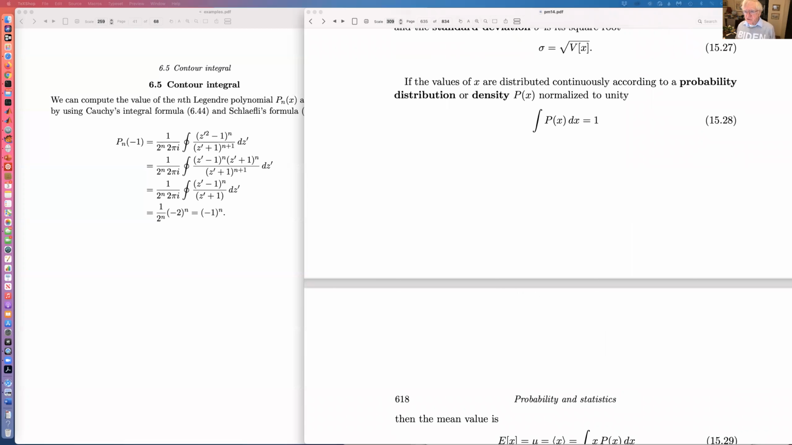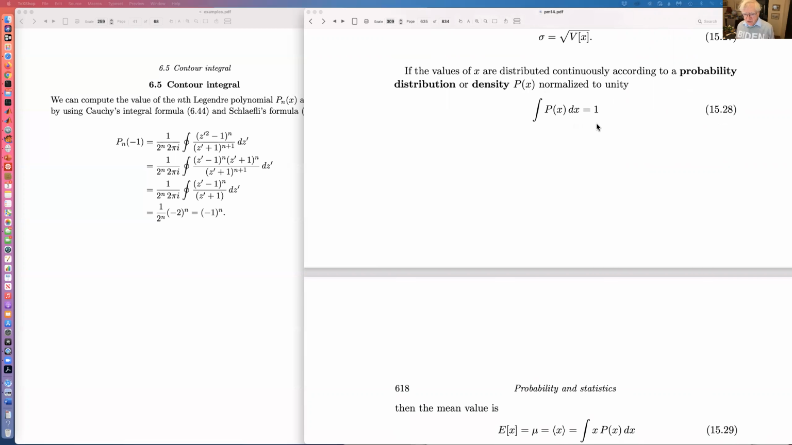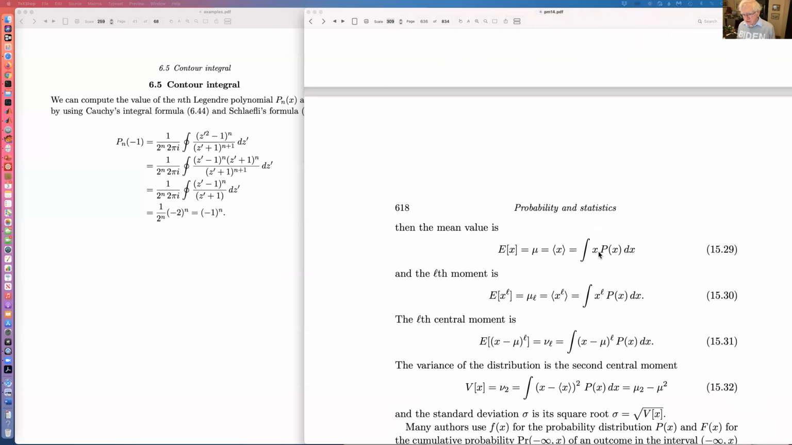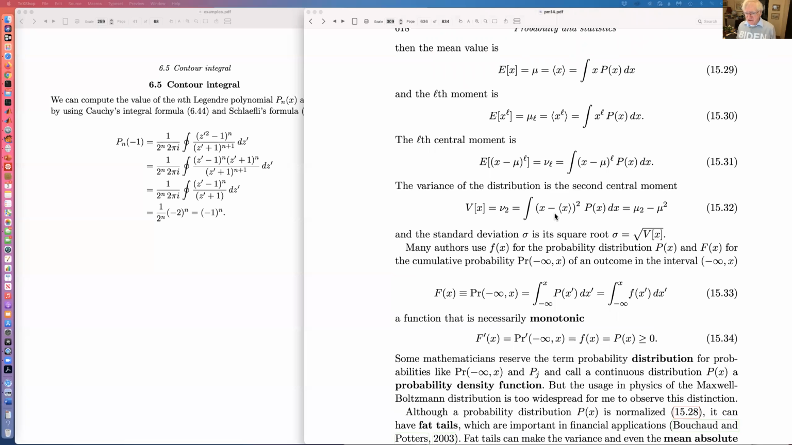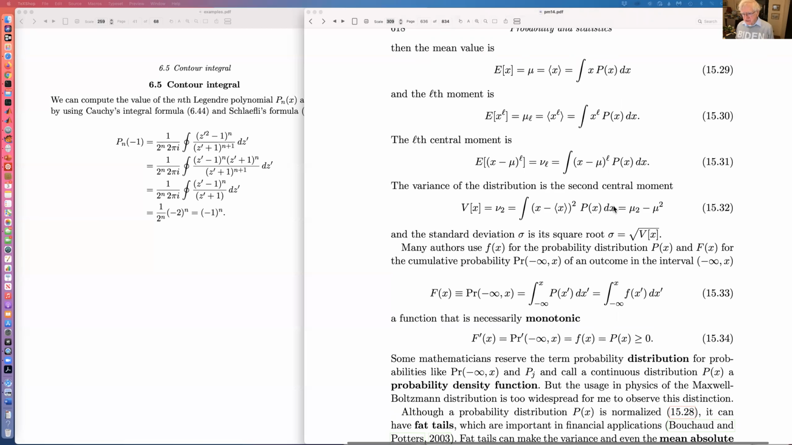For values that are distributed continuously, of course, p has to be normalized to unity like that. Then the average value is the integral of x p of x. The Lth moment is the integral of x to the L, p of x dx. The Lth central moment is x minus the average value of x to the Lth power, times p of x, integrated dx. Variance is the integral of x minus the average value of x, squared, p of x dx. And that turns out to be the second moment minus the square of the average value. And the square root of the variance is once again the standard deviation.